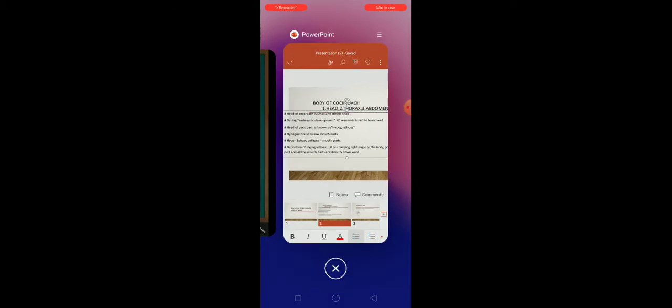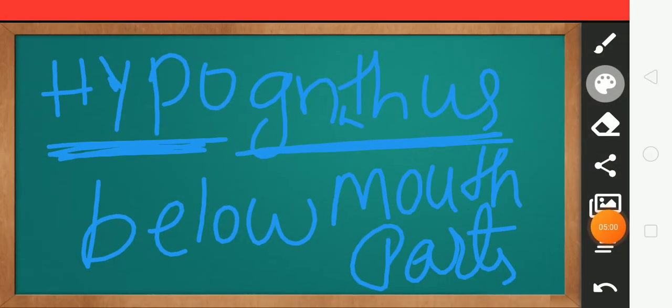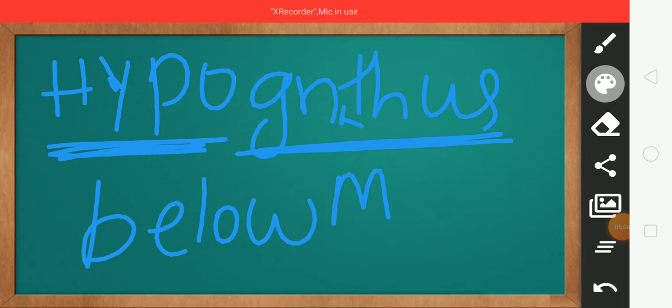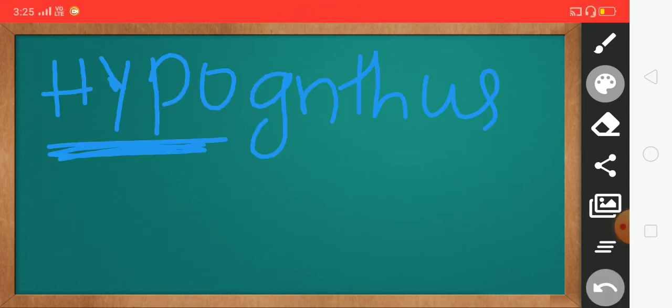The definition of hypognathous is: it lies hanging at a right angle to the body. The posterior is the wider part, and all mouth parts are directed downwards. It hangs like a right angle. Let's see the image, just a rough one. So, hanging right angle. It lies like a hanging right angle.